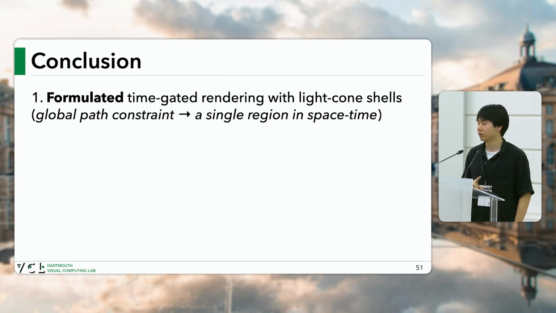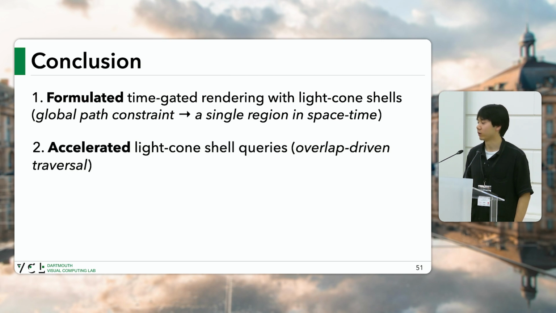So to wrap up, we showed that time-gated rendering has a geometric core. The constraint that coupled the whole path collapses to a single point in space-time, reducing the problem to a search. And we made that search fast with a traversal driven by shell overlap. And now it scales in the number of stored light vertices, but doesn't touch any scene geometry.